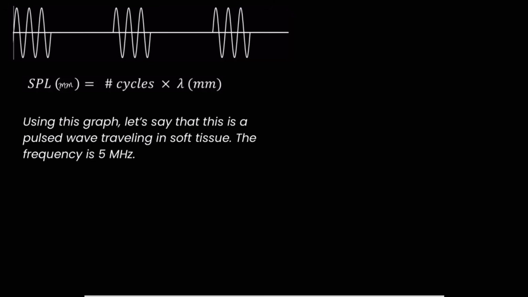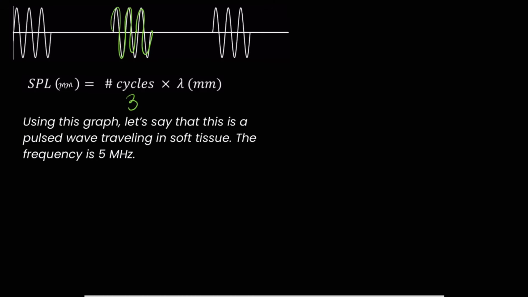Because we have a picture to take a look at, all we simply need to do for this one is to count the number of cycles. We can count 1, 2, and 3. So the number of our cycles for this image is going to be 3 cycles. The next thing that we need to do is calculate the wavelength.